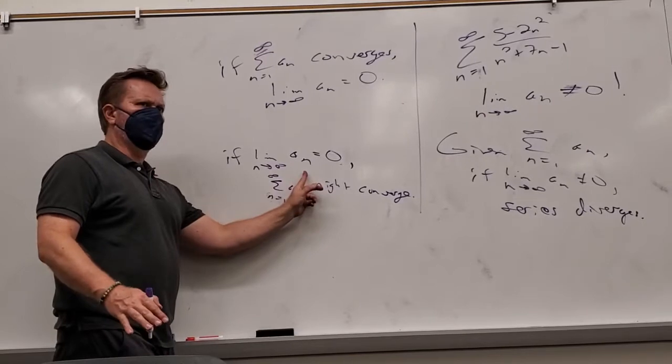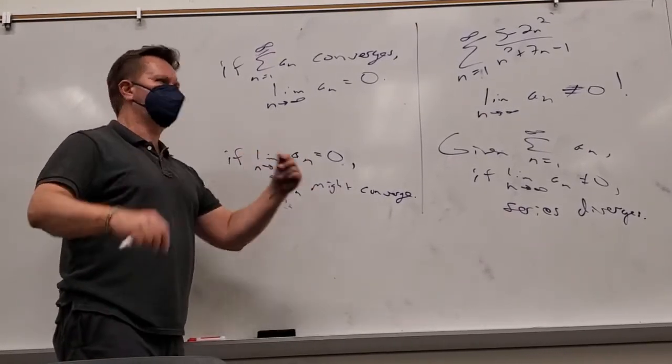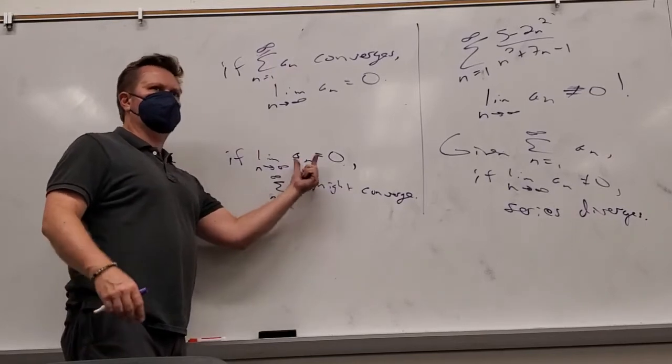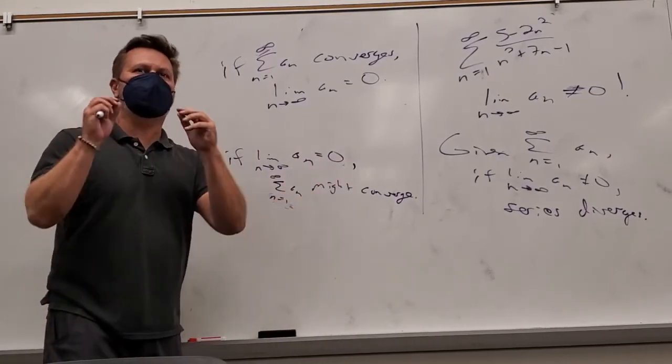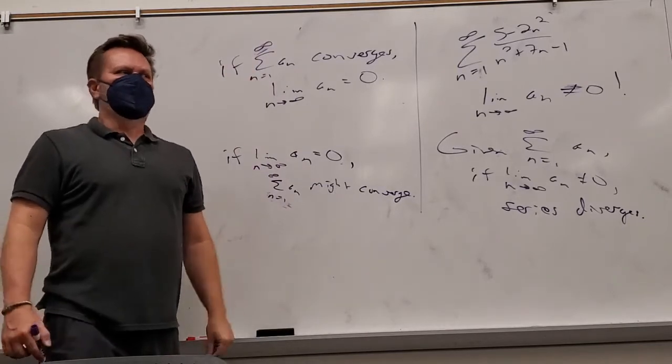You guys with me? I said this before. In order for a series to have a chance to converge, the limit of the sequence elements has to be 0. It's the only way it could. If the limit is 0, it doesn't mean it does, right?